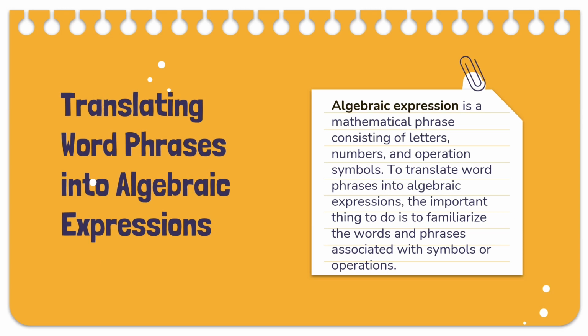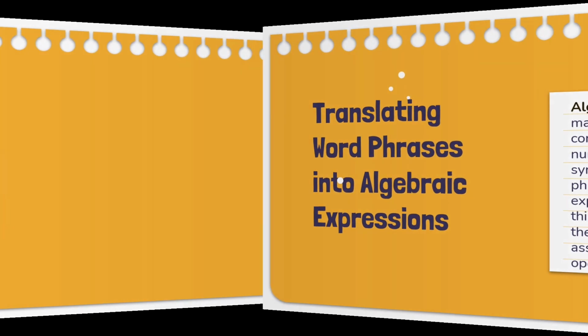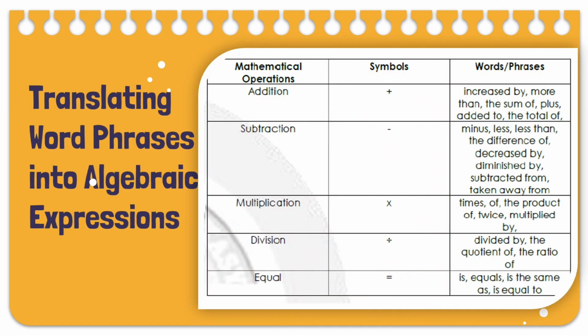Okay, so narito ang mga words and phrases na associated sa mga symbols. Okay, so unahin natin yung 4 fundamental operations natin. So, ang mathematical operations natin, for example, is addition. So, ang symbol natin dyan, alam naman natin, is plus sign. Ang mga words or phrases na associated sa addition are increased by, more than, the sum of, plus, added to, the total of. So, pag narinig nyo tong mga words na to or nabasa nyo tong words na to or phrases, ang operation dyan is addition.